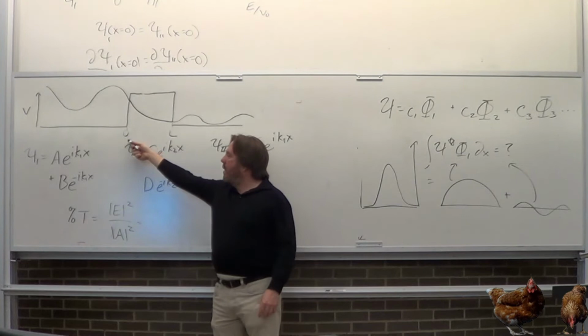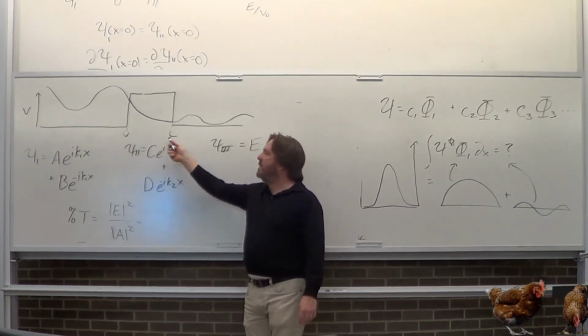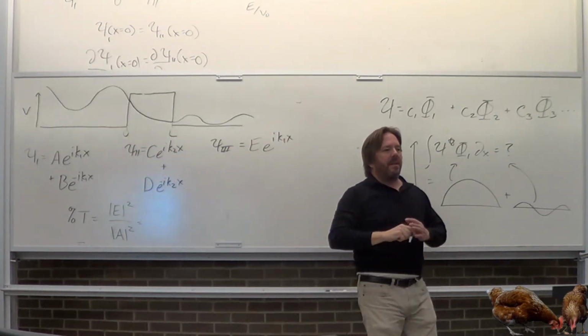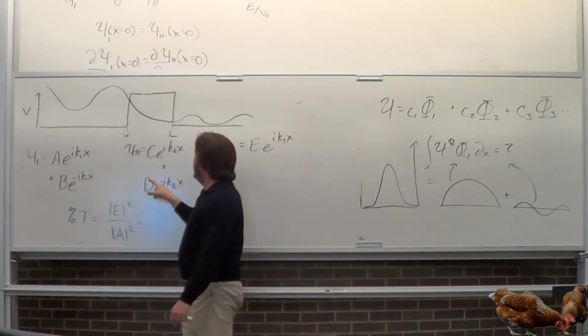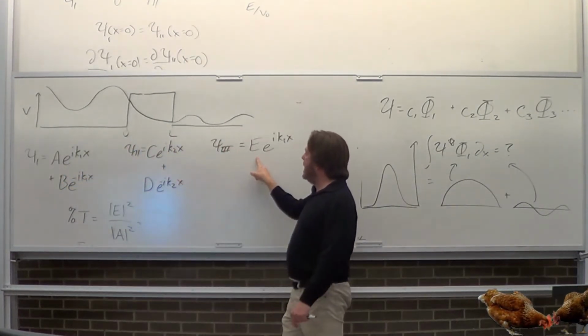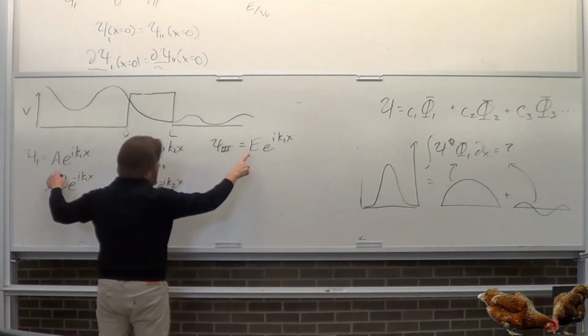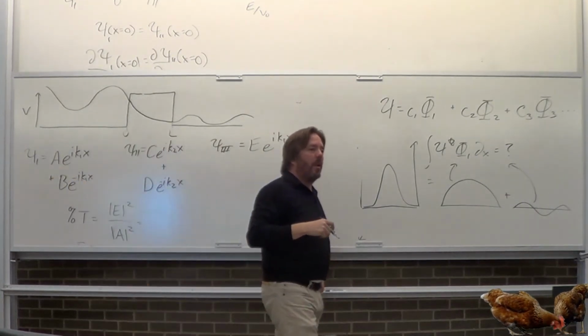Right. Wave functions equal, derivatives equal, wave functions equal, derivatives are equal. And so this one bridges A and B and C and D, and this one bridges C and D and E, because you're trying to get A and E into the same equation. Again, systems of equations, right?